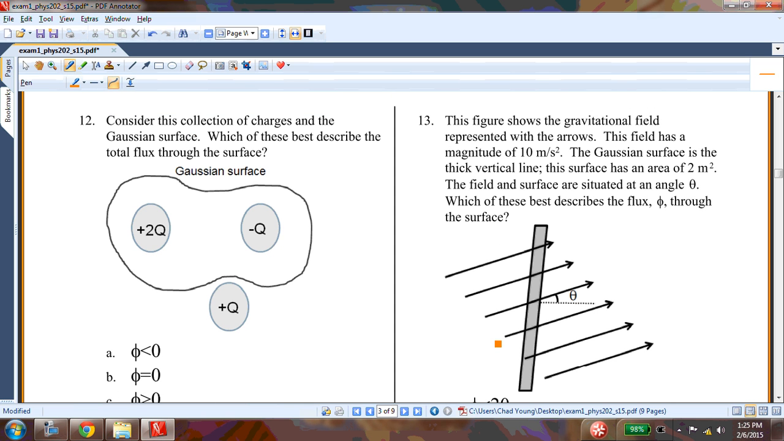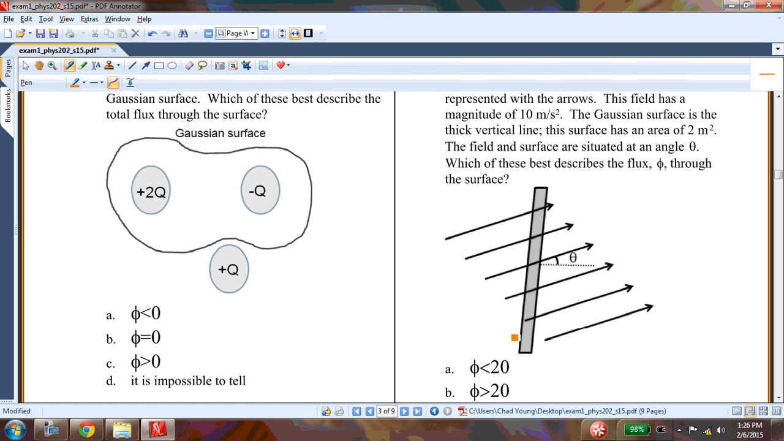Consider this collection of charges in the Gaussian surface. Which of these best describe the total flux through the surface? Is the flux negative, 0, or positive, or is it just impossible to tell? Well, the net charge inside this surface is positive, with a positive Q, so that means that the net flux is also going to be positive.